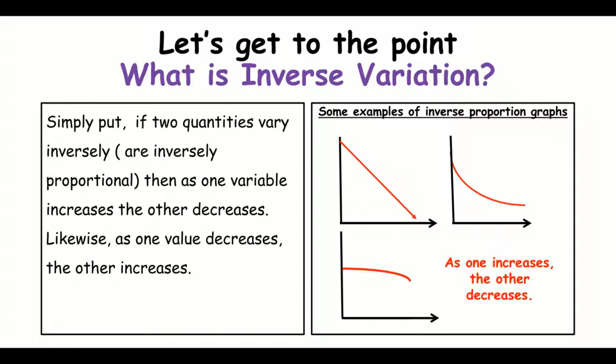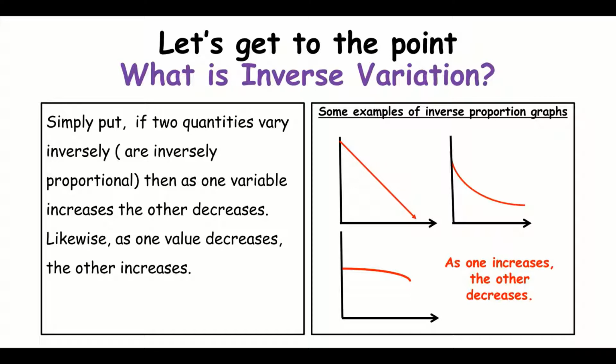In our last video, we looked at direct variation. Now, with direct variation, if we have two quantities, when one quantity increases, the other quantity will also increase. However, with inverse variation, it's the complete opposite. If we have two quantities, one quantity increases and the other decreases. Also, if one should decrease, then the other would increase. And that's basically the point of what inverse variation is.